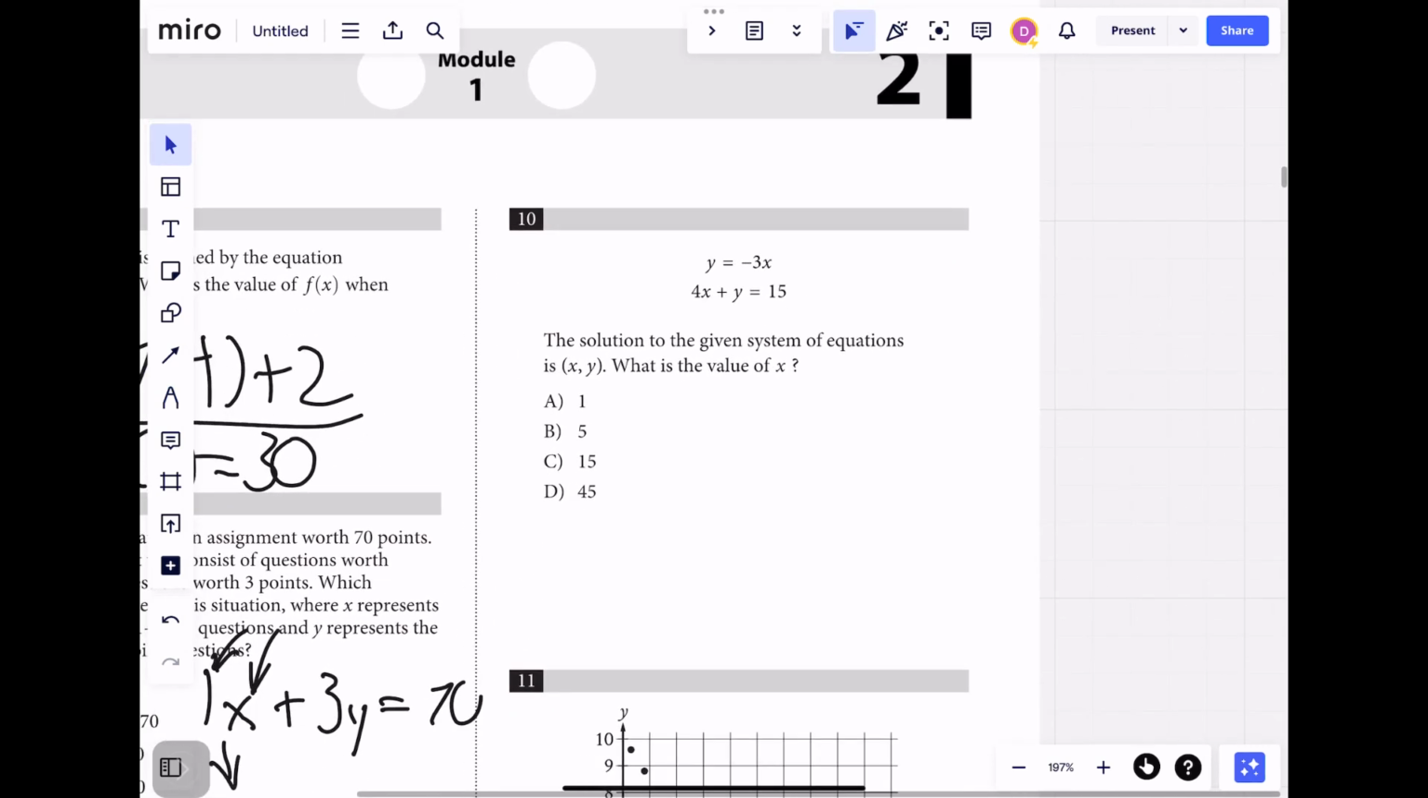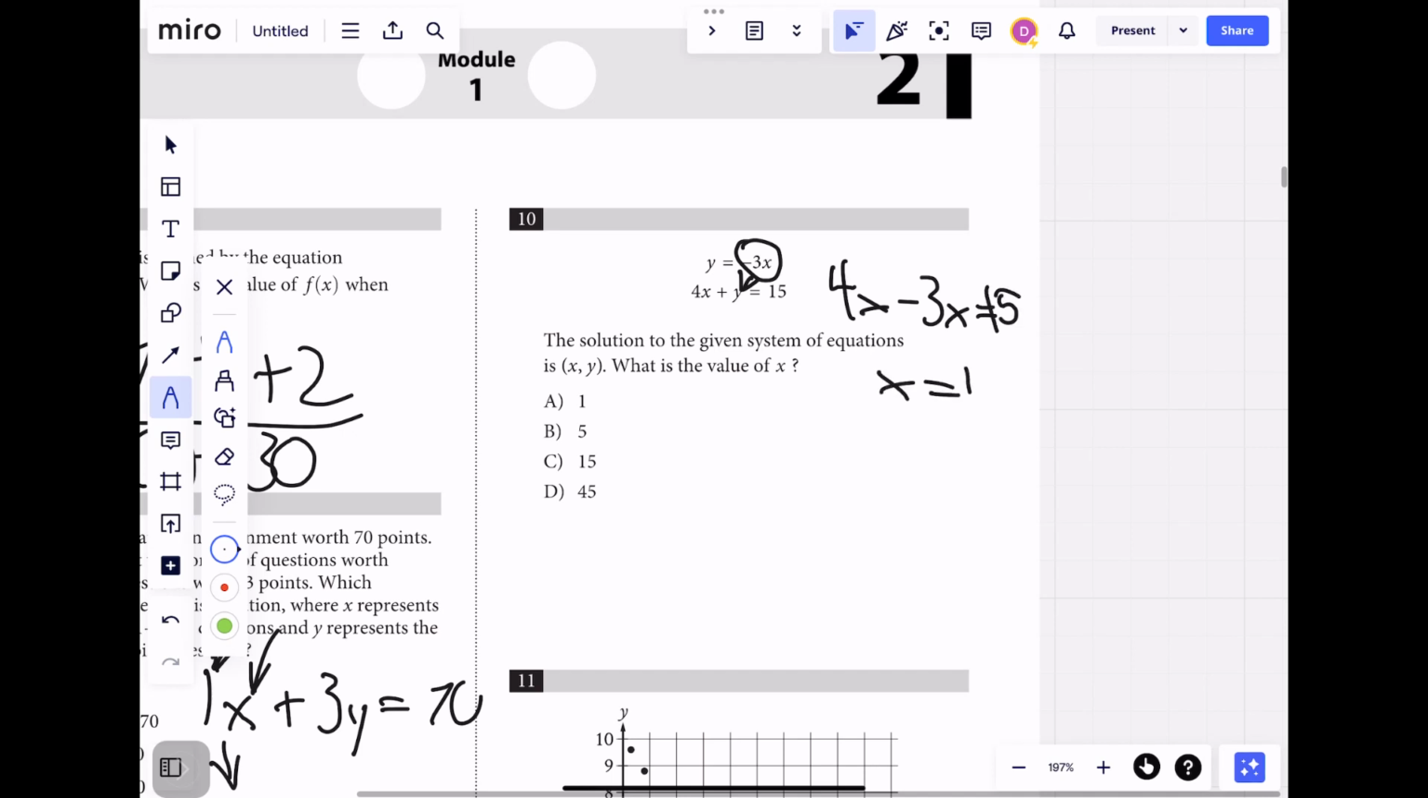The solution to the given system of equations is x, y. What is the value of x? For solving for x, we want to get only x in the problem and then just isolate it. So we can plug this in for y here, and we're going to get x minus 3x equals 15, which is then just going to simplify to x equals 15.